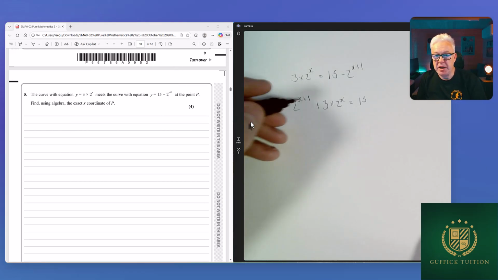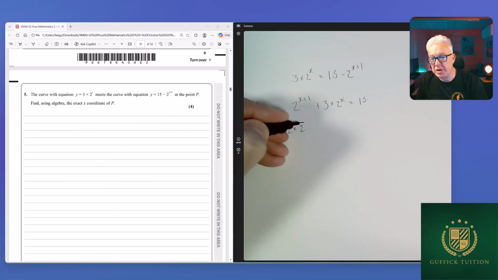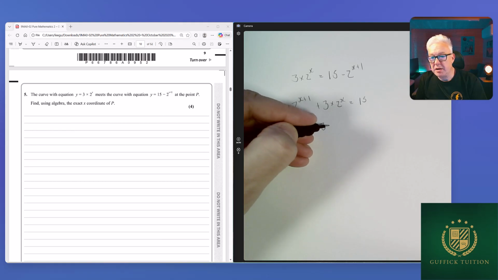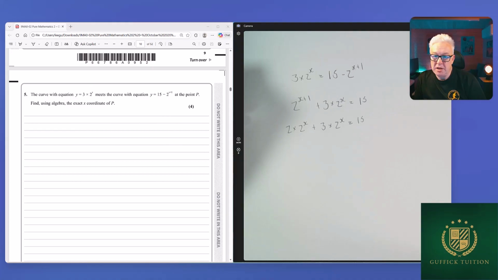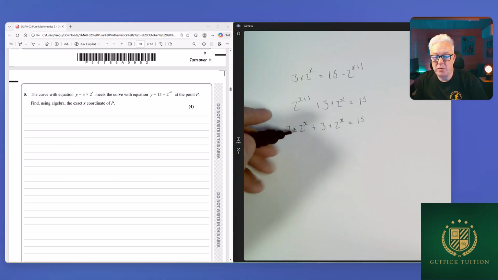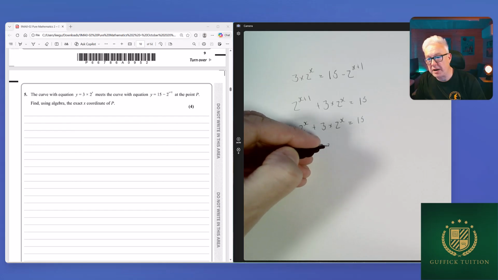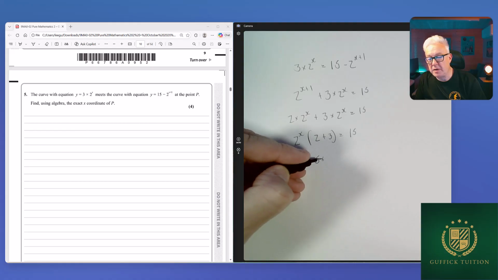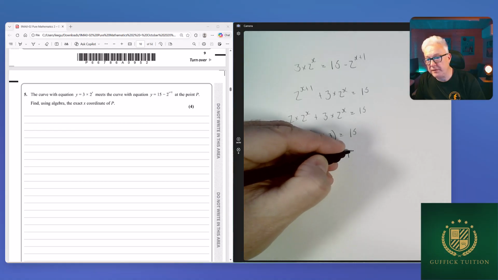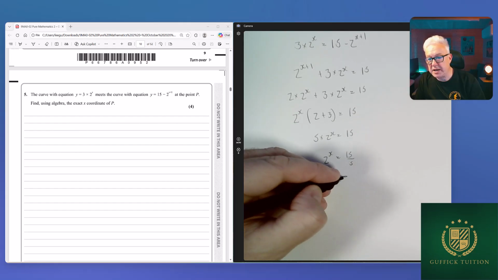My next step is 2^(x+1) means 2 times 2^x, plus 3 times 2^x is equal to 15. So we've basically got 2 times 2^x. Well, we could think about it as taking 2^x out as a common factor. We'd be left with 2 + 3. So what we get in fact is 5 × 2^x = 15. Therefore 2^x = 15 divided by 5, so 2^x = 3.